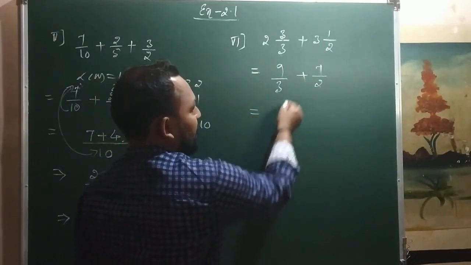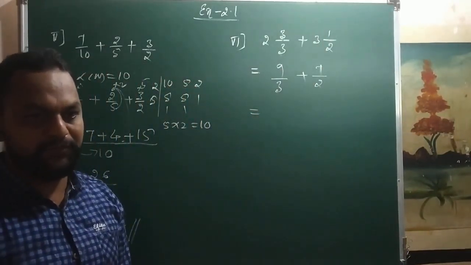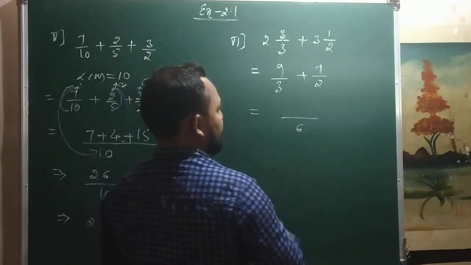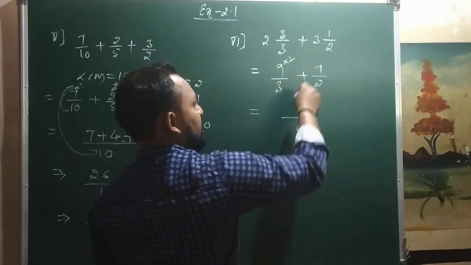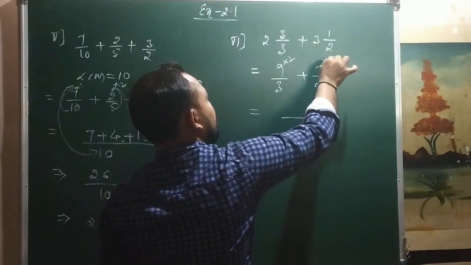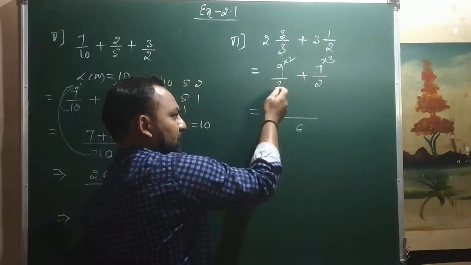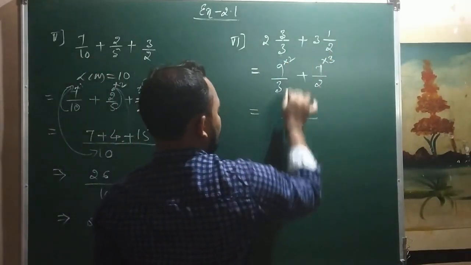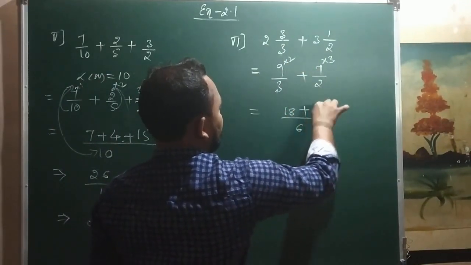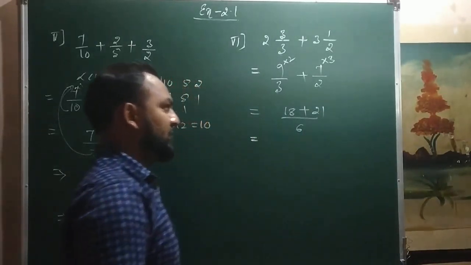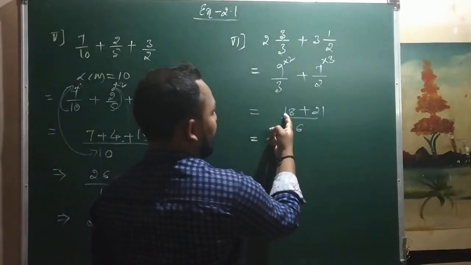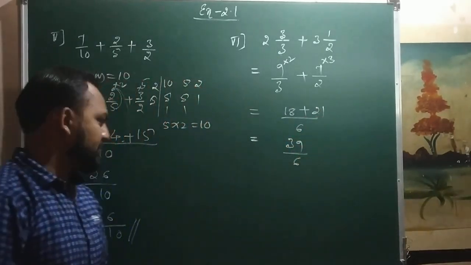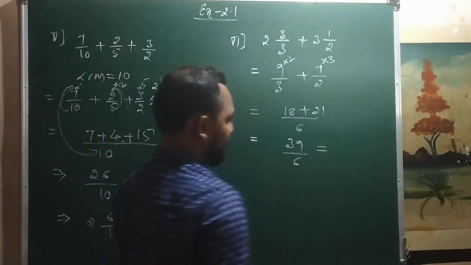Okay, the LCM of 3 and 2: 3 and 2 are prime numbers, so 3 into 2 is 6. 6 is the LCM. Multiply 2 to the first numerator and multiply 3 to the second numerator. 9 2s are 18, plus 7 3s are 21, 18 plus 21 is 39 by 6. Then write it in simplest form.